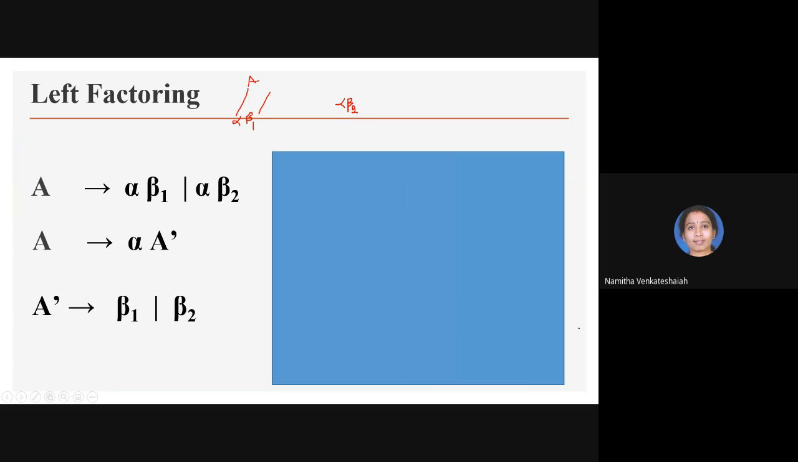Okay, in the next class, we will solve more problems. I will share this slide, or if you have the textbook, just go through how to remove left factoring and left recursion. Let us solve problems in the next class.